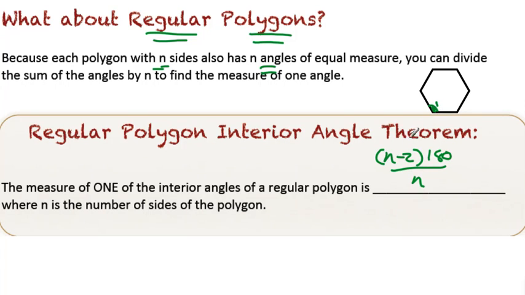So do you have to remember this formula? Not really, because you could go back to the other formula, just find them all, and then count the number of angles and divide it. That's pretty easy to do.